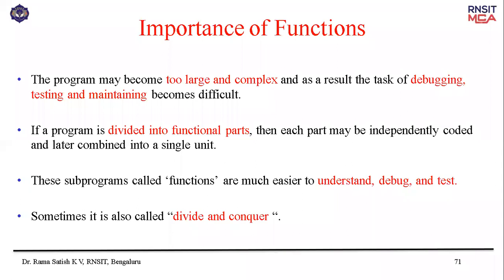So when the program becomes too large and complex, as a result, debugging, which is nothing but error checking, error correction, and maintaining of the program becomes very difficult. So if the program is divided into smaller functional parts, then each part may be independently coded, and of course finally they are combined, which is what you call divide and conquer.